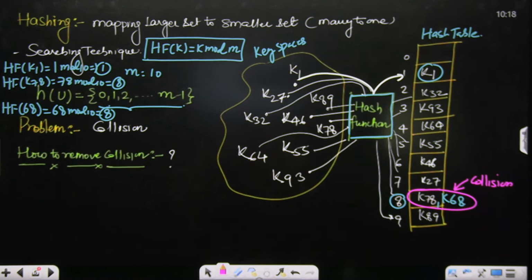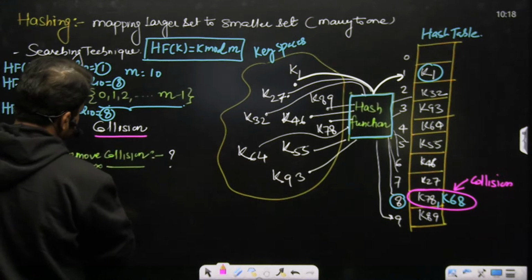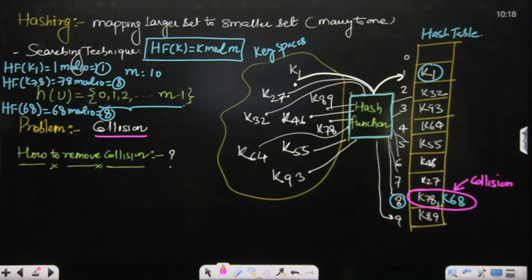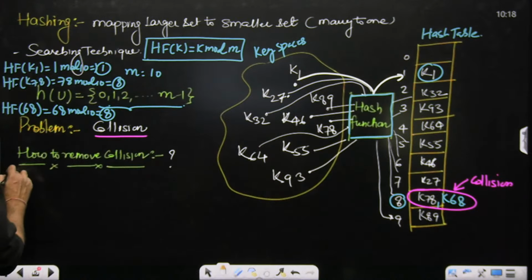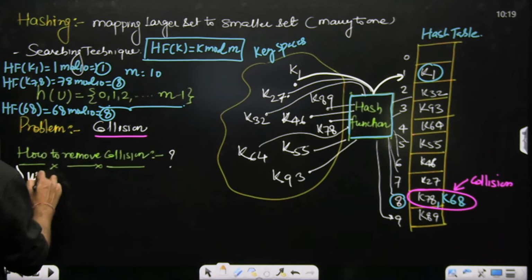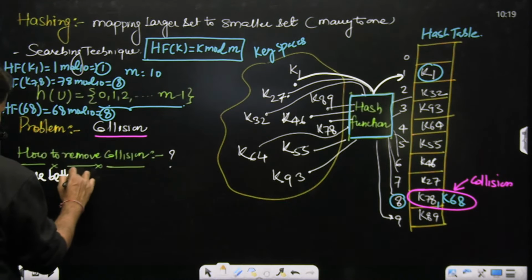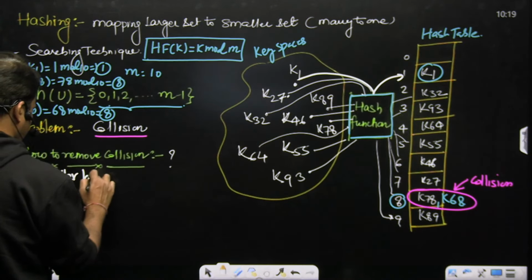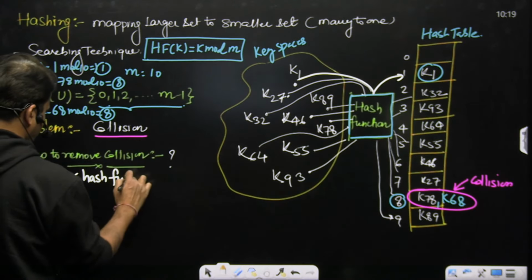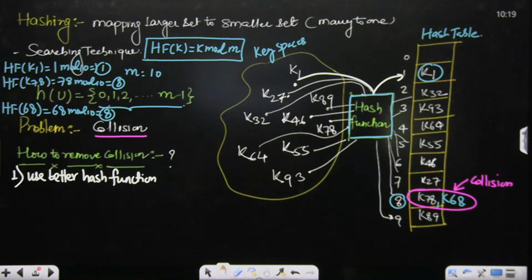Okay, so what is the problem in this entire thing? The challenge is collision, student. How to remove collision, bache? Sir, for removing collision, first use a better hash function. How to handle this problem, collision? So first use a better hash function, student.